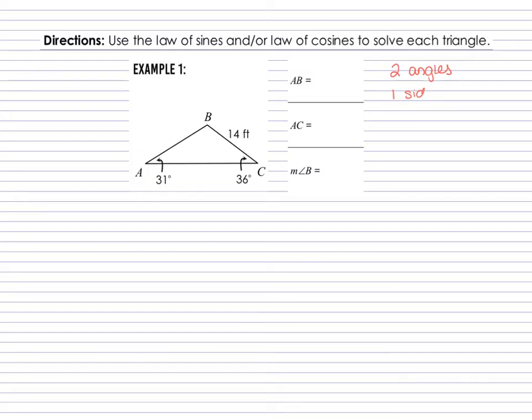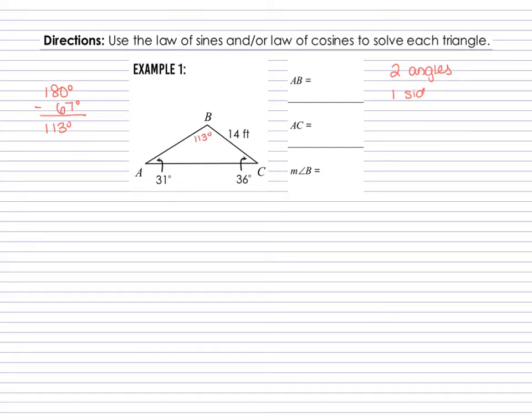Since we know two angles, we can actually fill in that third angle. We know that the sum of the angles in a triangle is equal to 180. So if we add together 31 and 36, that's going to give us 67. And we're just going to subtract that from 180 degrees, which is going to tell us that angle B is actually equal to 113 degrees. So we can fill that right in.